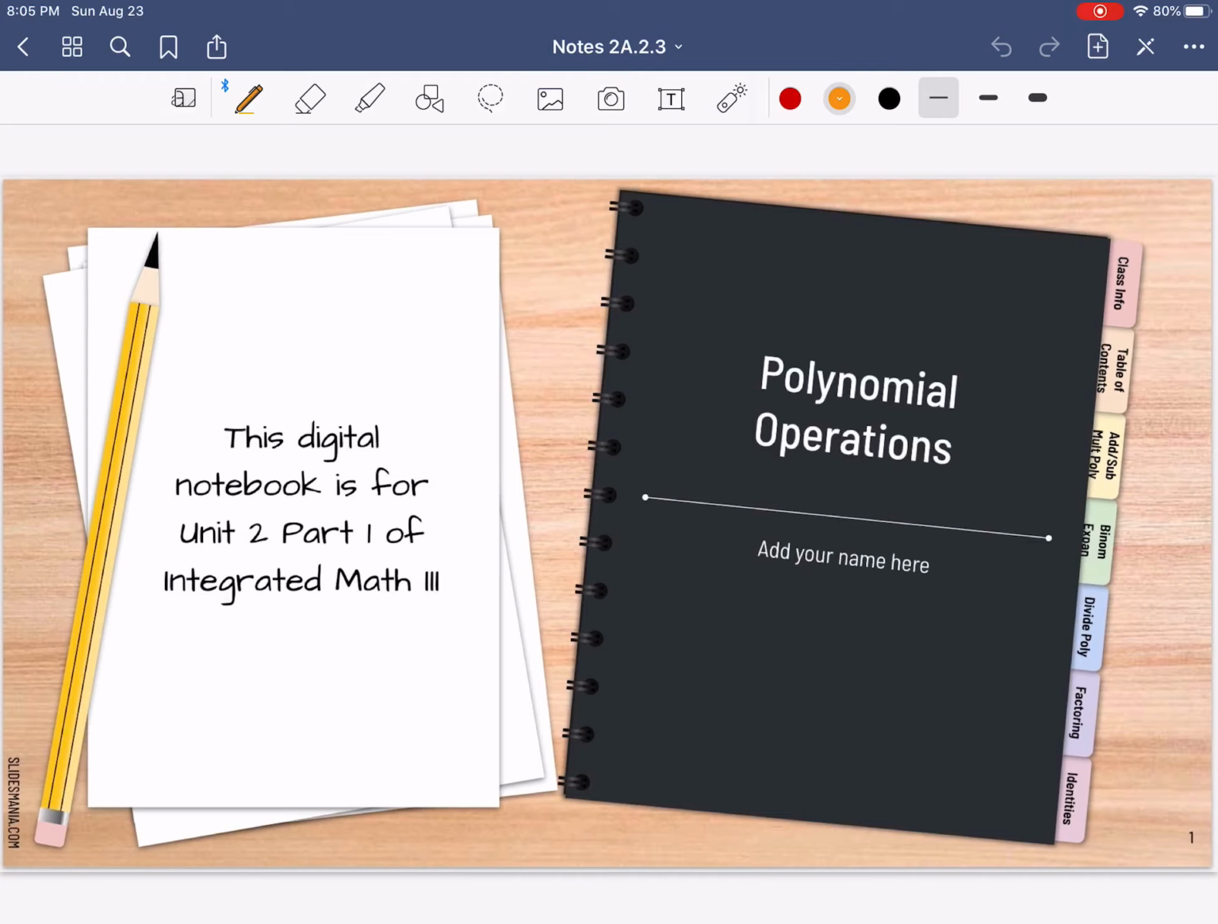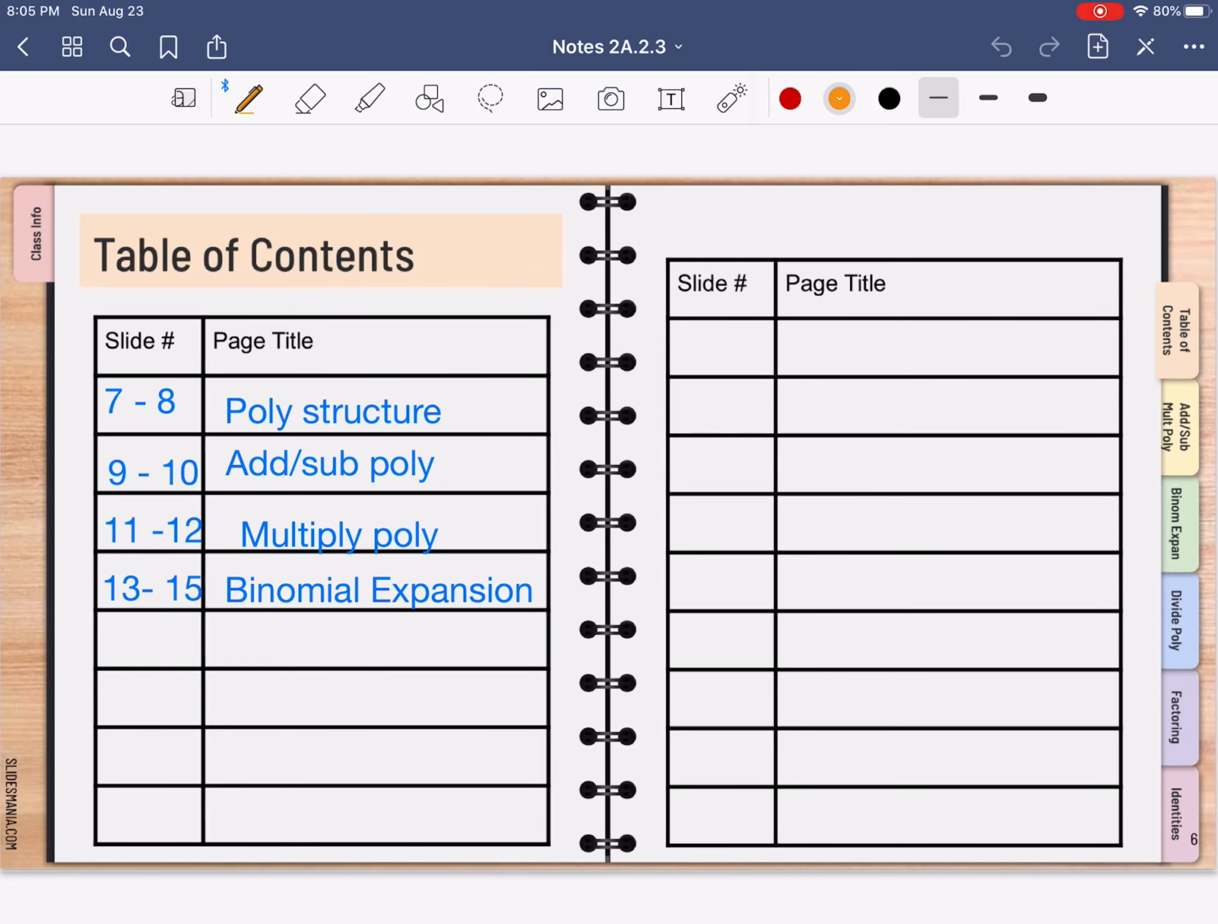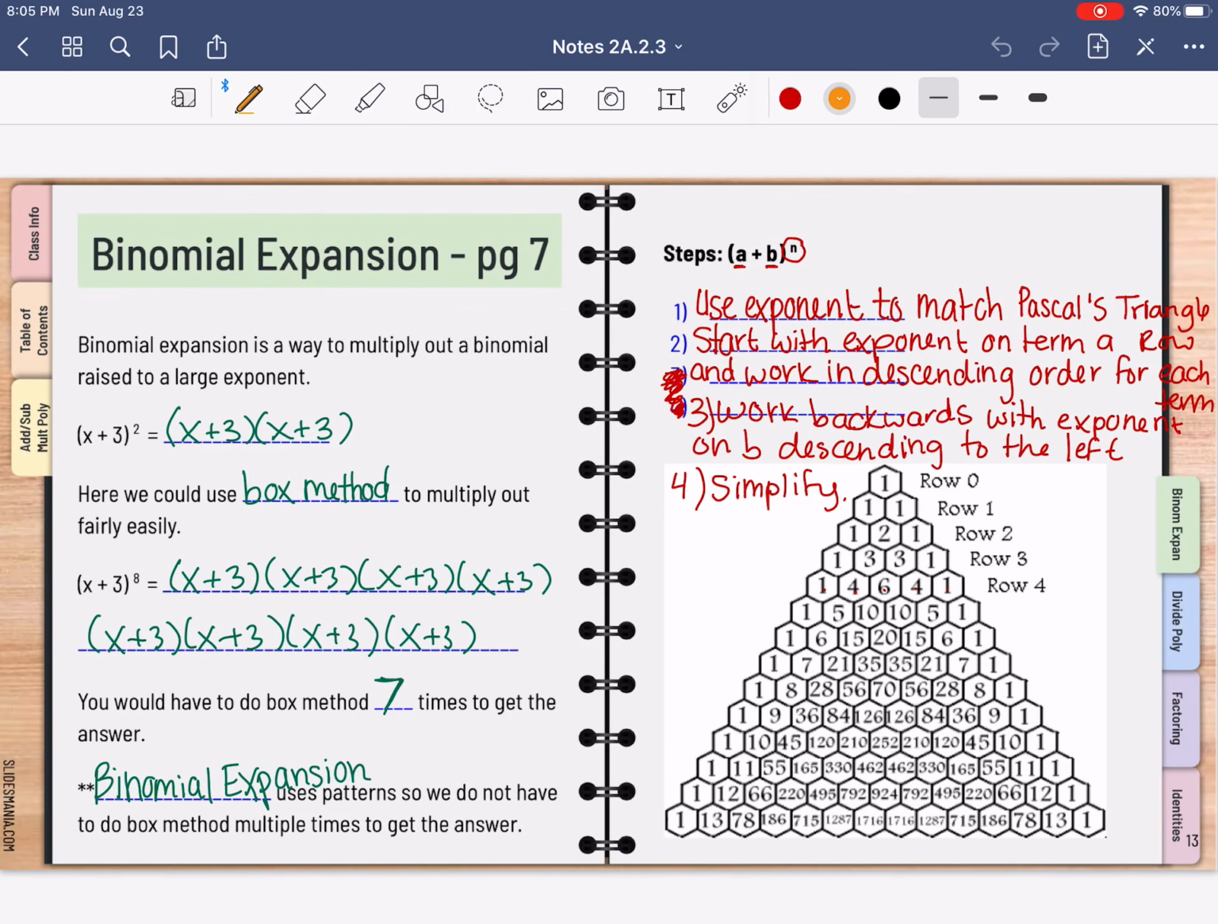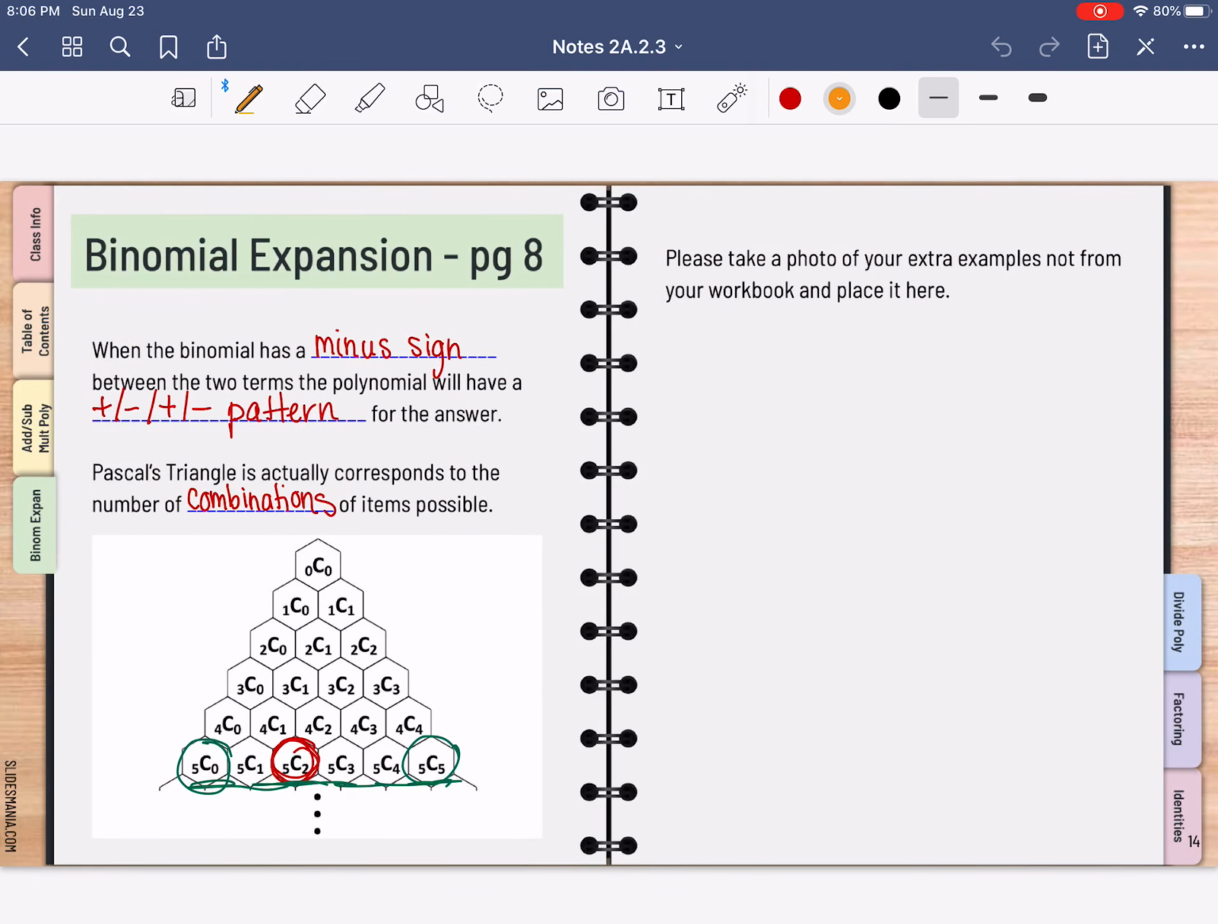Okay guys, for homework tonight, we are going to finish our binomial expansion notes that we started in class today. So you guys should have your interactive notebook pulled up. We already filled in our table of contents during class time today, page 13 to 15 binomial expansion. We already took all of these notes in class today. We're just going to do a couple more problems where we use Pascal's triangle and find terms.